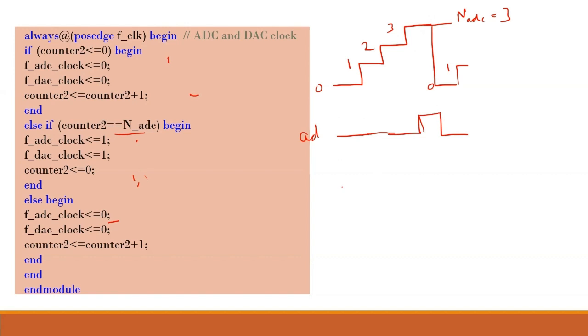So basically my high frequency switching clock is being converted into a low frequency clock. This is my F clock. This is my ADC clock. This is getting divided by 4.